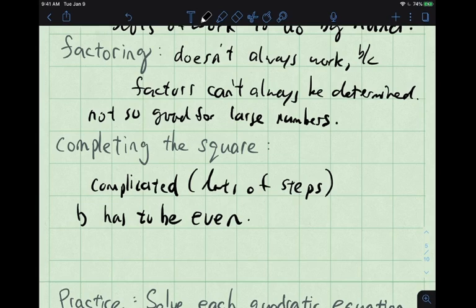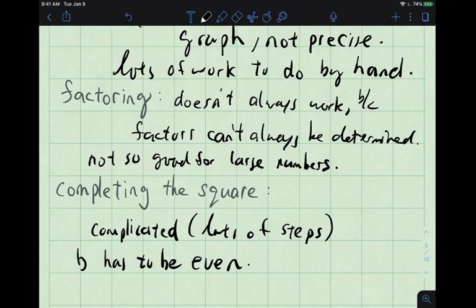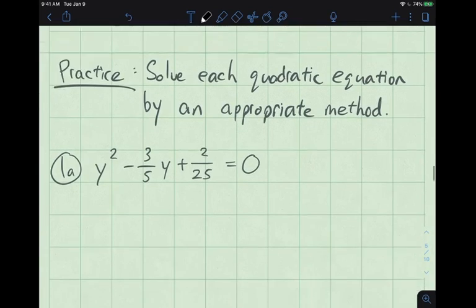Some of the benefits of completing the square, it always works, along with the quadratic formula. But the other methods of factoring, graphing may be easier depending on what you're given. And you may have different thoughts on these different methods of solving quadratics. Some may be harder for you, some may be easier for you. Take some time and think through this question. We'll get started with the practice.